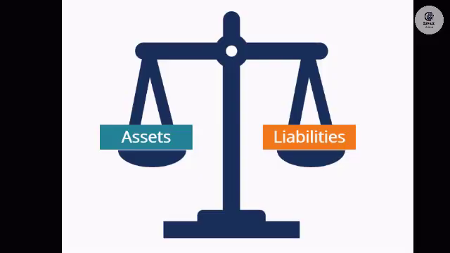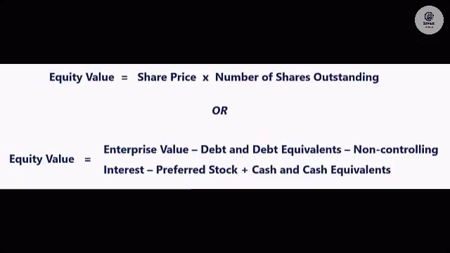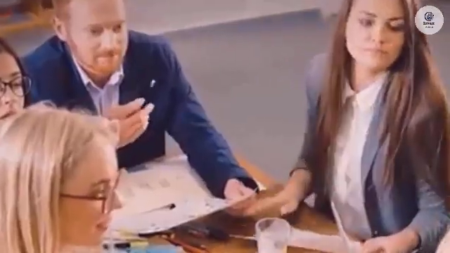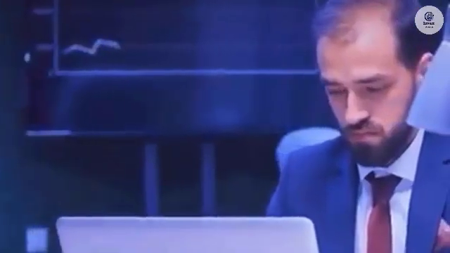Step 5. Adjust for liabilities and assets. The final step is to adjust the present value of future earnings for any liabilities and assets that the company has. This involves subtracting the company's liabilities from the present value of future earnings to arrive at the company's equity value. You can then adjust the equity value further for any assets that are not reflected in the company's earnings, such as intellectual property or real estate.